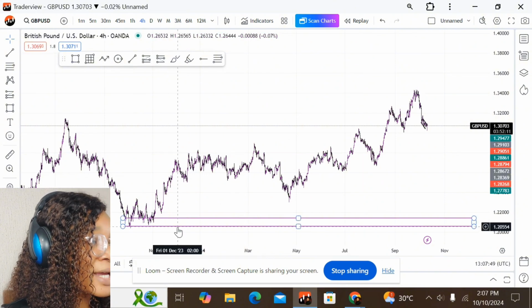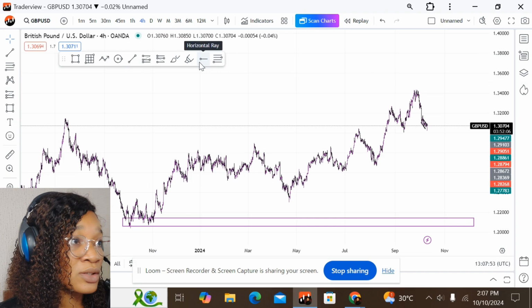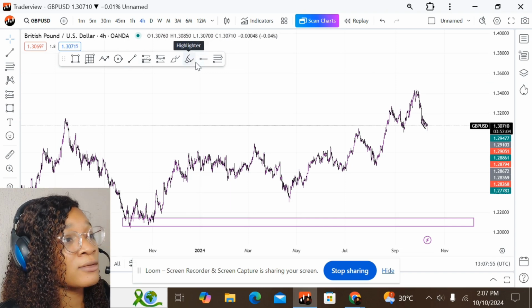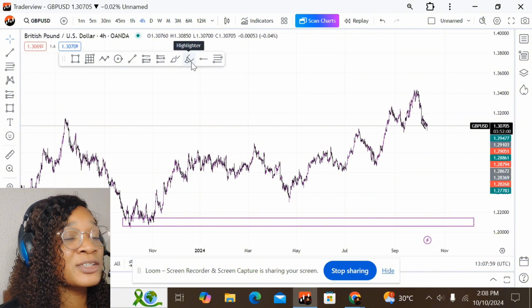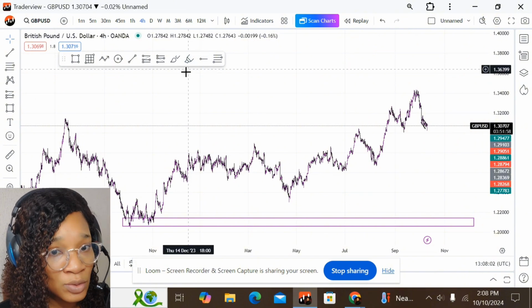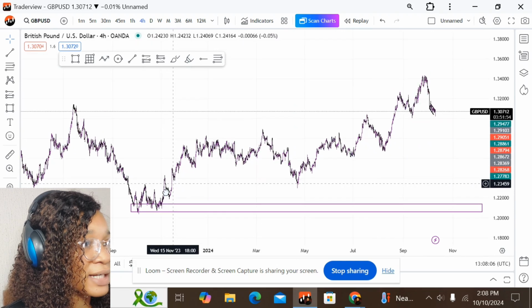Remember, it is a zone. Even if you decide to use a trend line, or you decide to use the horizontal ray or horizontal line tool on your chart, just have it at the back of your mind that it is not a line, rather it is a zone. Okay, so I'm just going to be marking these ones that I have seen.